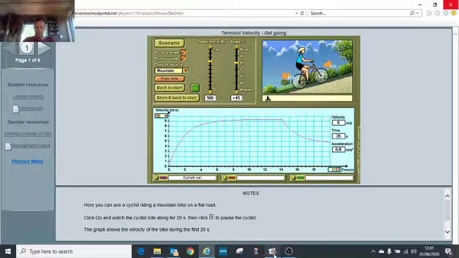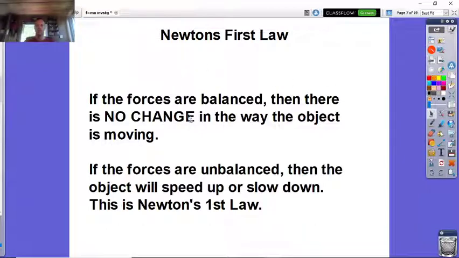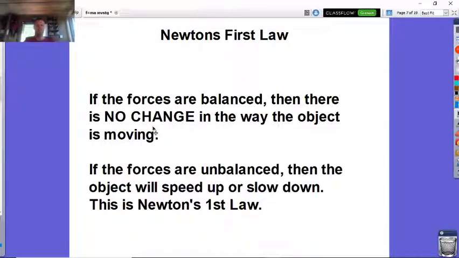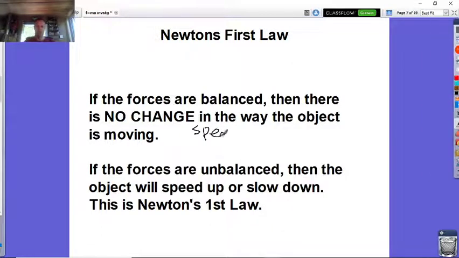So, what I've done for you here is I'll quickly recap Newton's first law, which is going to be in your book, and it simply states this. If the forces are balanced, then there is no change in the way the object is moving. In other words, the speed is going to remain constant. If your forces are unbalanced, the object is going to speed up or slow down. It's going to get faster, or it's going to decrease. In other words, you're going to have something called acceleration. And that is Newton's first law.